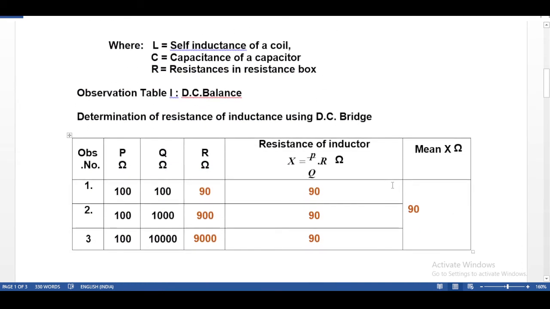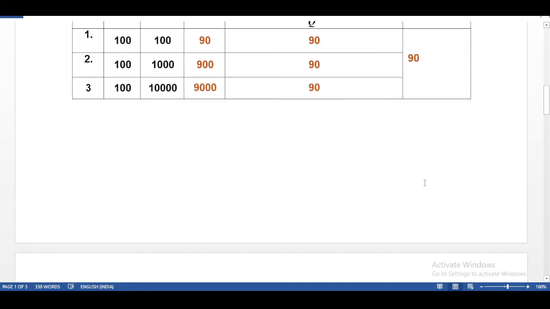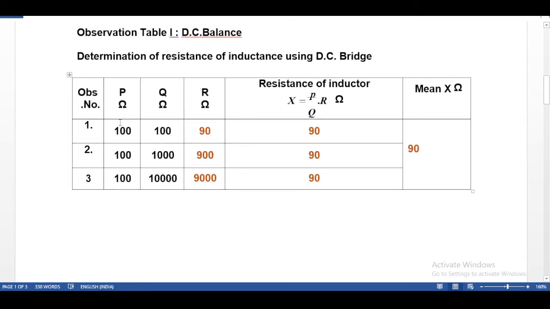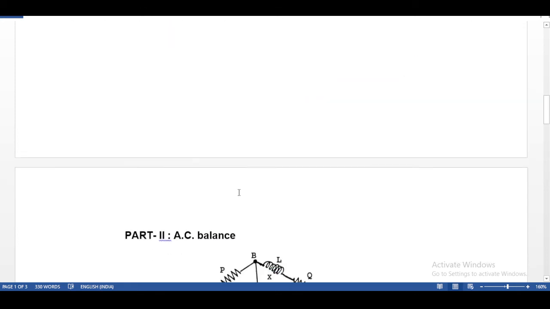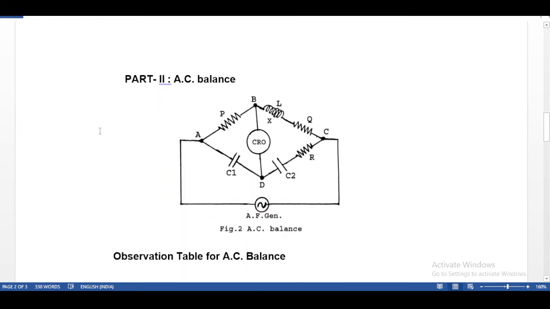It is the first part of our experiment. Now after performing the first part, that is DC balance, we are able to have the values of P, Q, R for these three different combinations. Now let us move to the second part of the experiment, which is known as AC balance.